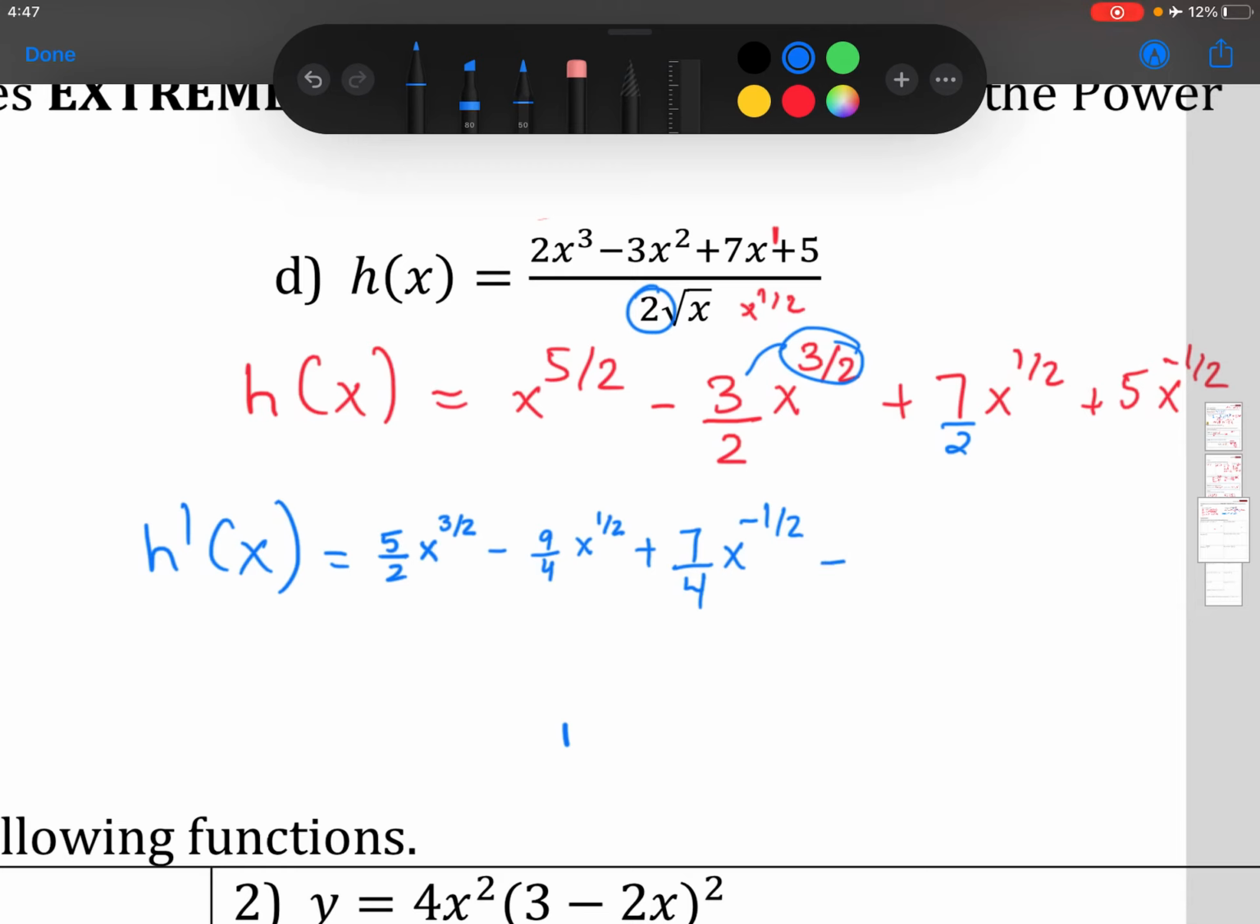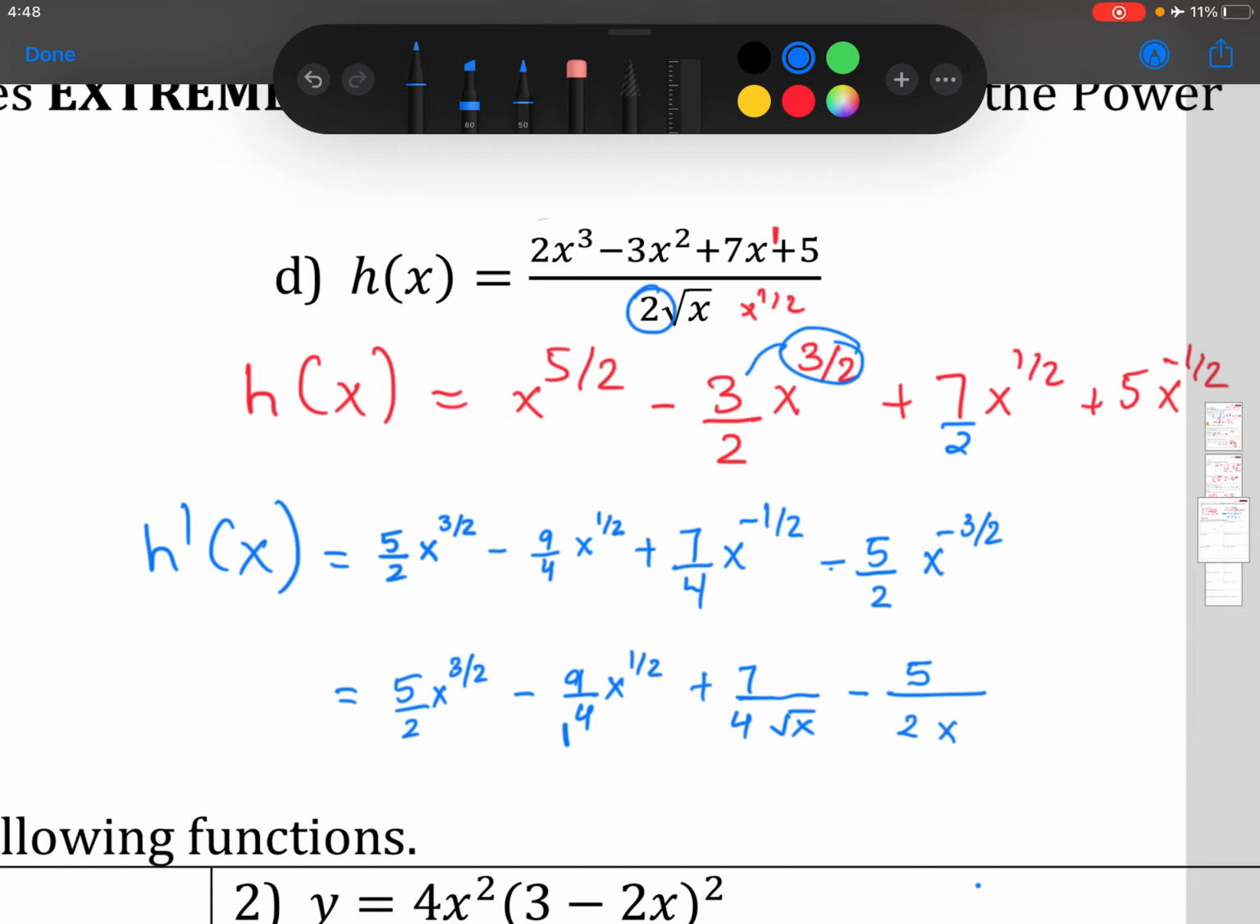Minus, this would be what? 5 times negative half is negative 5 halves. That's why I wrote negative 5 halves, and negative half minus 1 is negative 3 halves. You can leave it like that, or I would just simplify. Mostly I would say if your exponents are negative, always make them positive. So 7/4 rad x actually. Oh, let me rewrite it because this looks like 4th root of x. So this is 7/4 rad x, right, minus 5/2 x to the 3 halves.